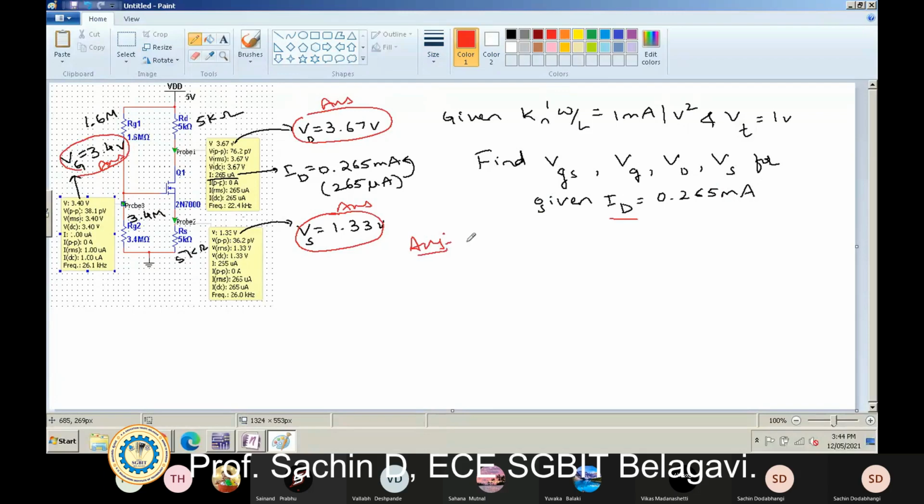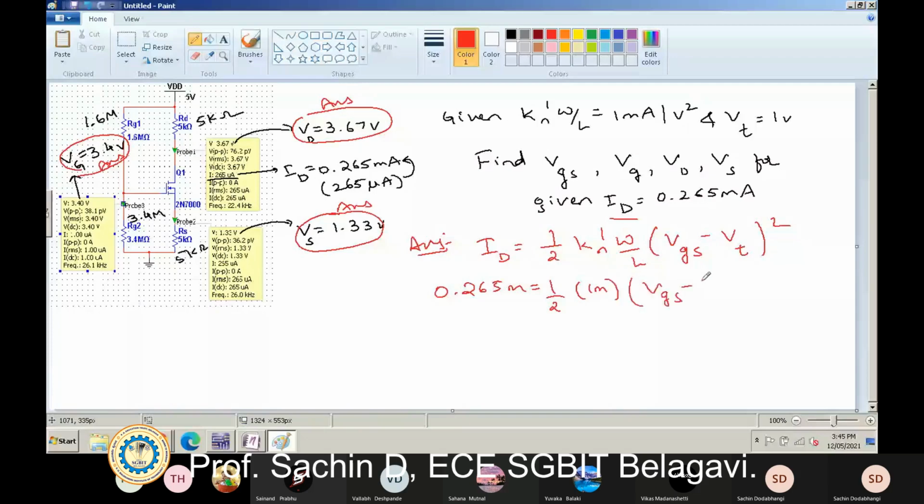So for the answer, you write the ID formula: 1 by 2 Kn dash W by L times VGS minus VT whole square. From this you can find VGS. Tell me what you will get for VGS. ID is 0.265 milli. 1 by 2 Kn dash W by L is 1 milli. VT is 1 volt, already given. Try to find VGS.